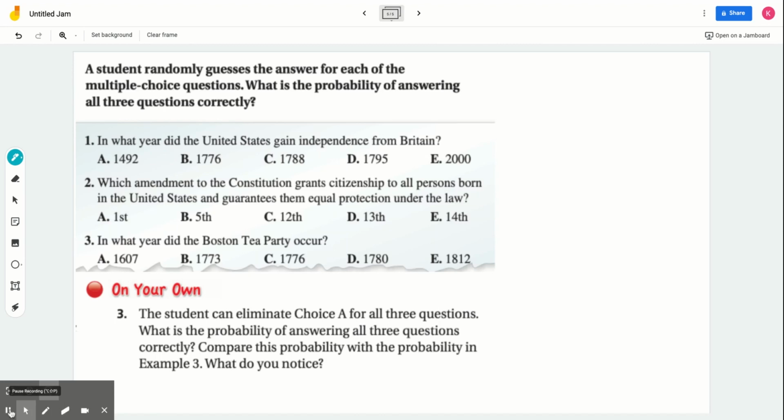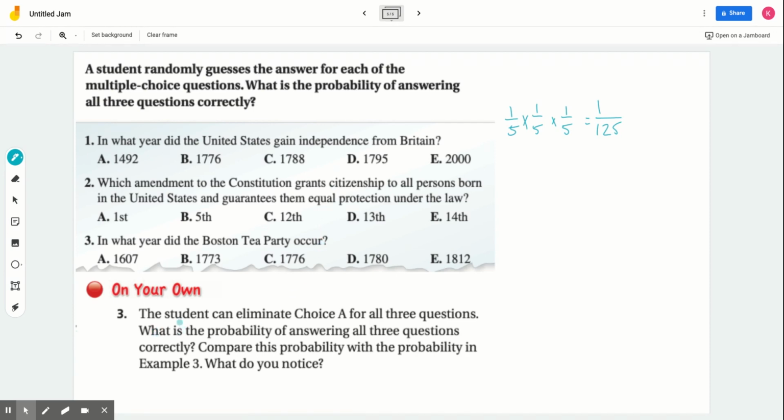Now, a student randomly guesses the answer for each of the multiple choice questions. What is the probability of answering all 3 questions correctly? So here, the first one, we had a 1 in 5 chance. The second one, we had a 1 in 5 chance. The third one, we have a 1 in 5 chance. So multiplying straight across the top and straight across the bottom tells us that this student would have a 1 in 125 chance of getting all 3 questions correct. So that's not that great.